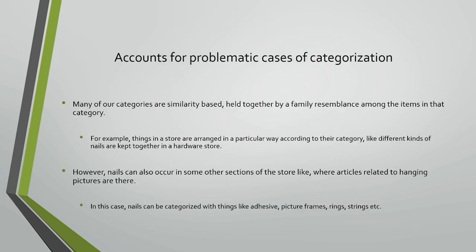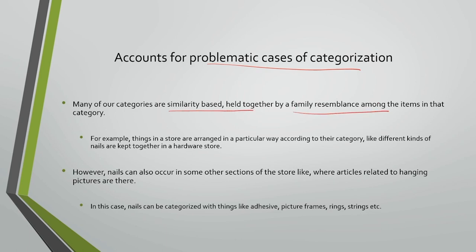A better example, a more useful usage of frame, is in case of problematic cases of categorization. Sometimes there are some categorical concepts or conceptual categories that are difficult to put in a particular category. So, this is when the idea of frame helps us. Many of our categories are similarity based, as we have already seen, held together by a family resemblance.